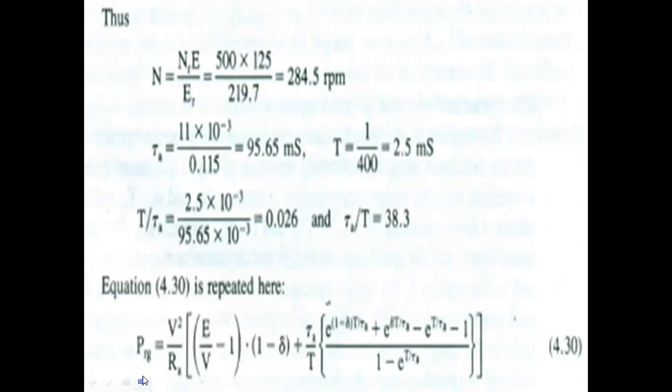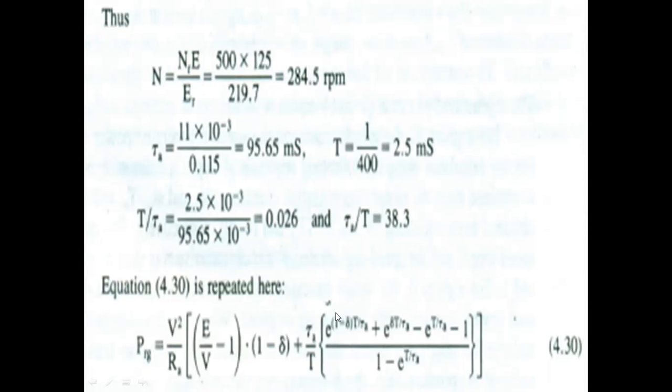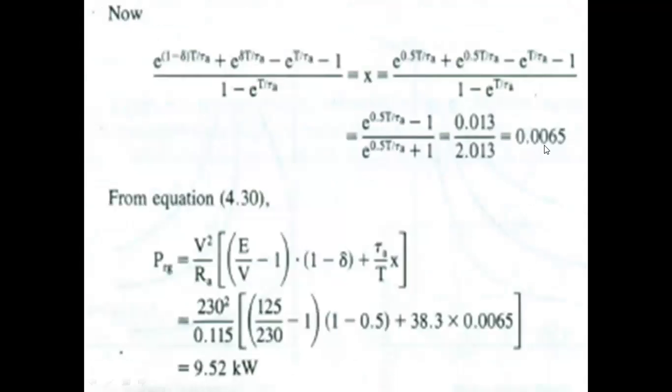If you substitute this in the expression for PRG, the regenerated power, you will get 9.52 kilowatts. The value for the bracketed term is 0.0065. So substituting that value, you finally get the regenerated power as 9.52 kilowatts.